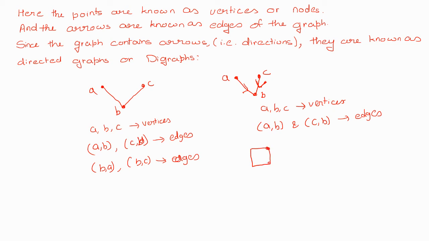Now if we look at this together, you will say that it is just a square, but since it has vertices A, B, C, D connected by these edges, this is also a graph. Okay, with the vertices A, B, C, D, and again the edges AB, BC, CD, and AD, and this is again an undirected graph.